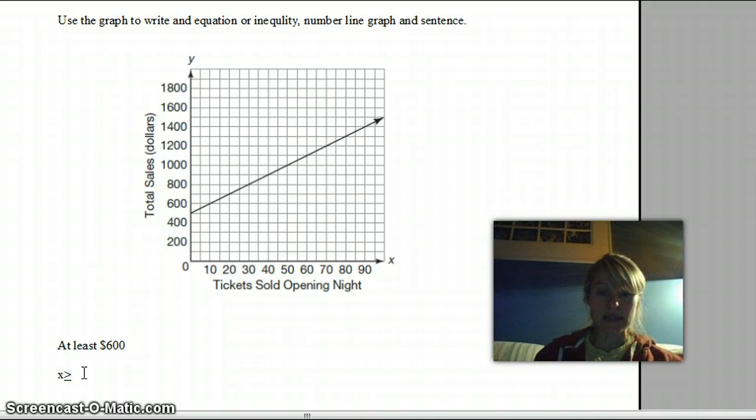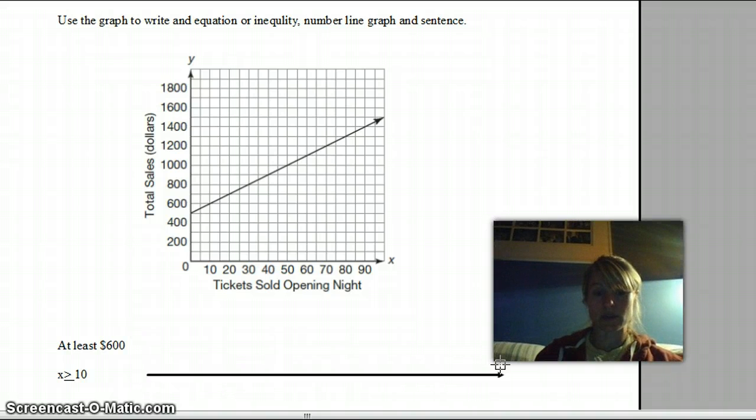And then we said that that was 10 tickets, right? And then you have to draw the number line also. So on this, when you draw your line here, it doesn't have to be something too crazy. We have, let's say, 0 here, and then we can go by twos. 2, 4, 6, 8, and 10. Make sure you know open circle or closed circle. You should remember that when it includes it, that's a closed circle. And then at least means that much or more. So it should be greater than, should be going to the right.